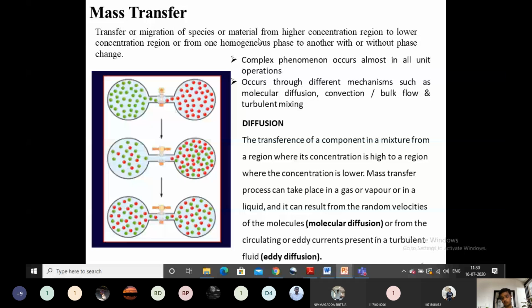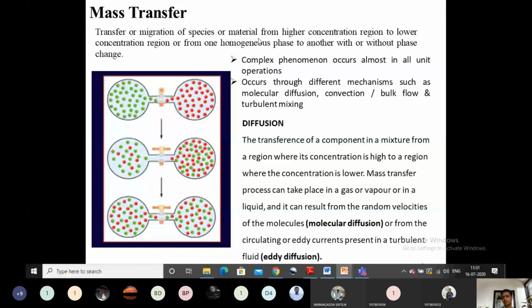At the same time, fluid mechanics terms are also involved, velocity terms are also involved. So this is the combination of heat transfer, mass transfer, together with fluid mechanics and mechanical operations also. Okay, all these subjects will come into the mass transfer operations. So we need to carefully handle these operations because they are very complex.